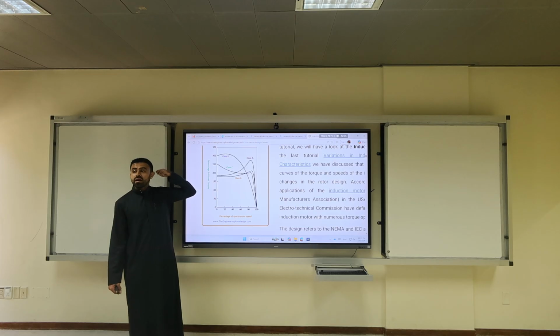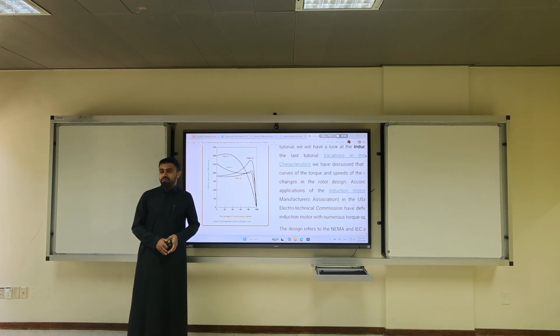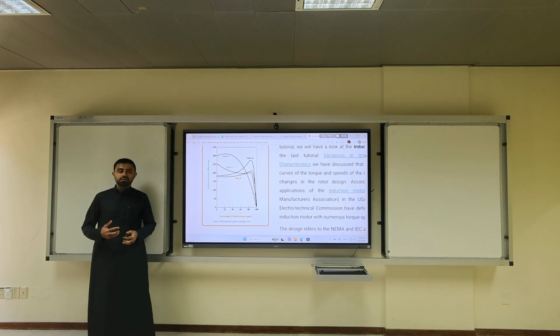If you require high starting torque from the beginning, you have, for example, a crane hoist. What's a hoist? A pulley, right? The pulley.